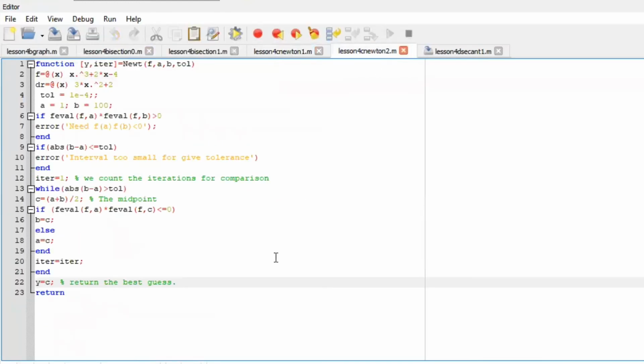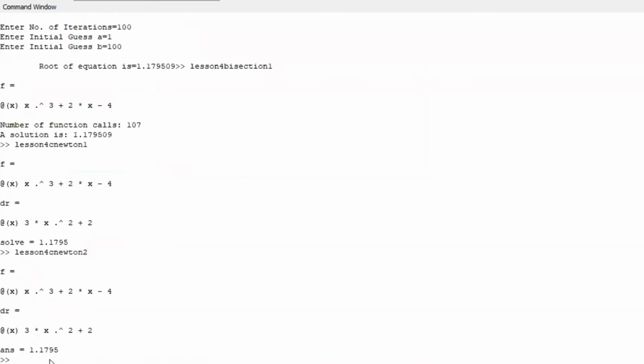The second Newton method is also not too complicated. And if you run this file as well, we should get the same answer. Our answers are consistent. The root seems to be 1.1795.